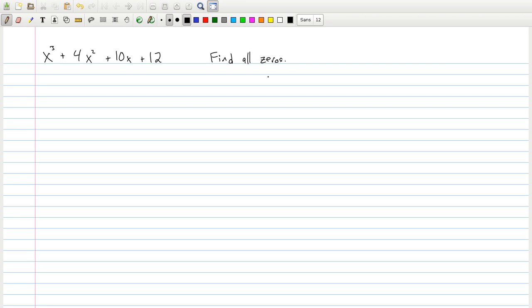Find all zeros of the polynomial x cubed plus 4x squared plus 10x plus 12. We'll start out the problem by using the rational zeros test.